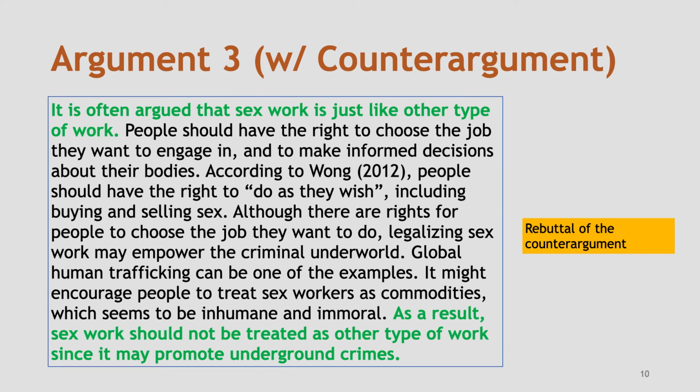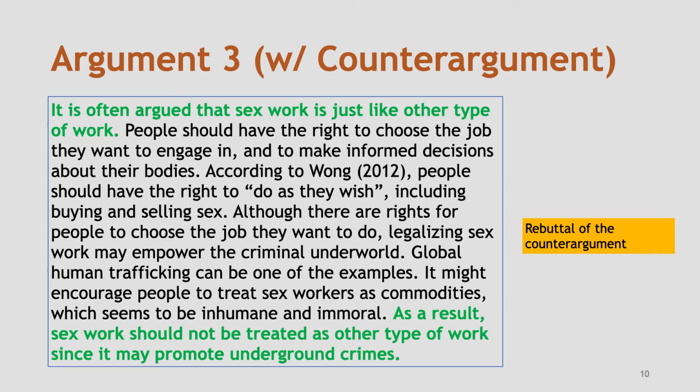And here we have the third argument paragraph, or section, that starts with a counter argument. A counter argument means the argument that is different from the writer's own stance. So it reads, it's often argued that sex work is just like other types of work. In this case, you might say some people argued that, right? But as we don't know who the some people are, the best way to express the counter argument would be using passive voice. It is often argued that, or it is often believed that.